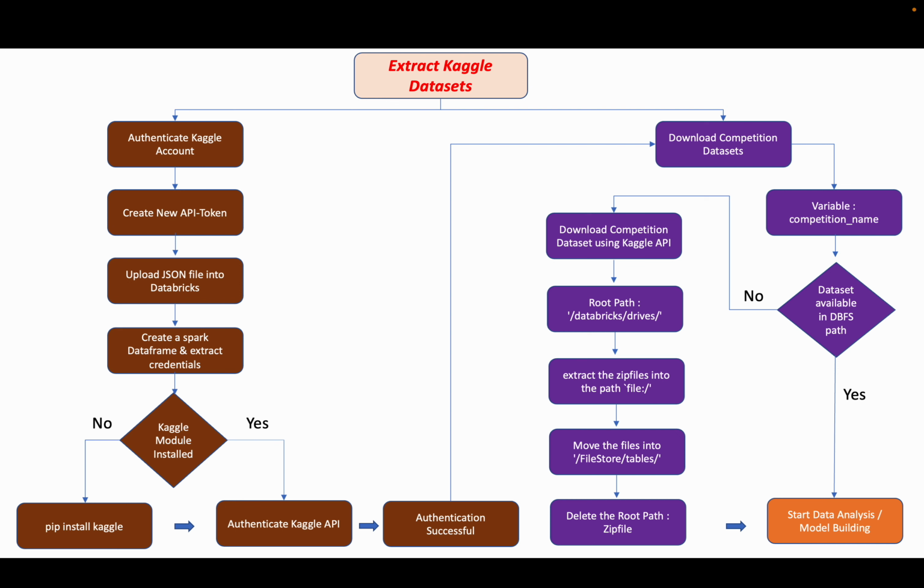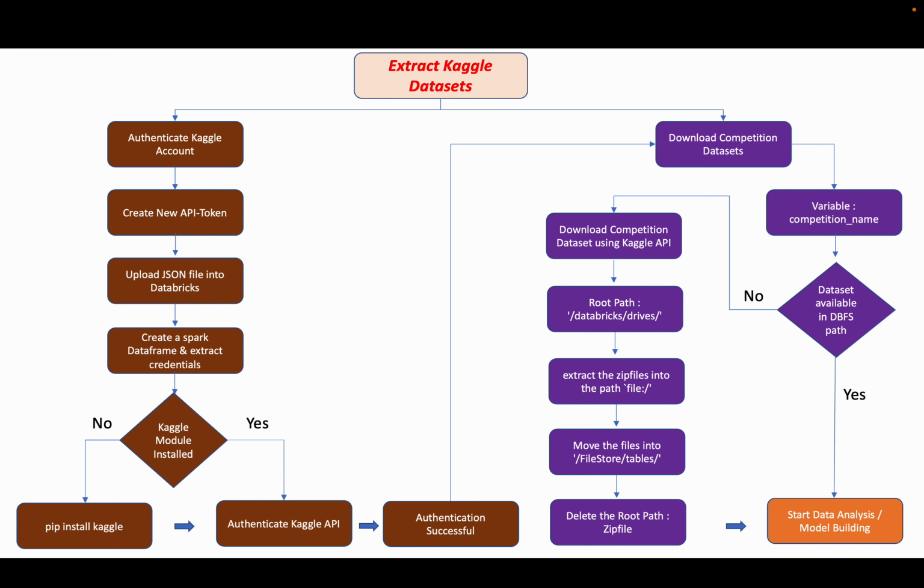Once the authentication is successful, we'll download the competition datasets using the competition name. You need to have a competition name or the dataset name wherein you need to download that into our Databricks workspace. We will first check whether the data set is available in our path, because if the data set is very large, you do not want to attempt downloading the same again and again. So first we will see if the data set is available in our path, and then only if it is not available, we will download using Kaggle API key.